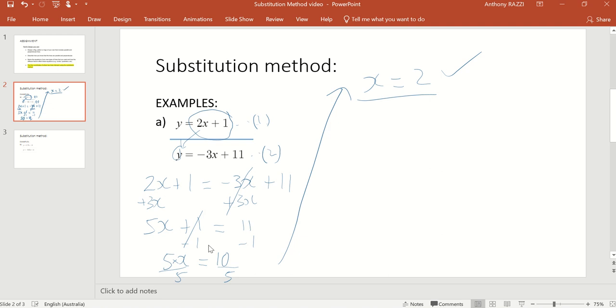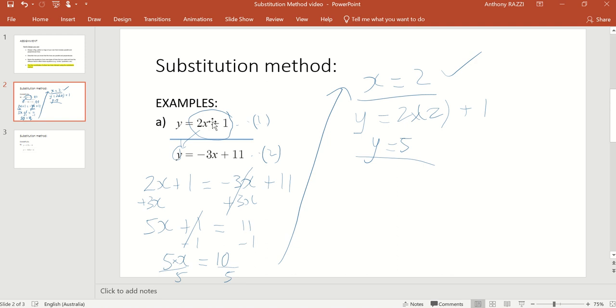Now, we haven't finished. We're now going to substitute x equals 2 back into either of these equations. It doesn't matter which one, but I'm going to pick the top one because it's simpler. So we're going to have y equals 2 lots of, and then instead of x, we know what x is. X is 2. So we're going to replace x with 2. So 2 lots of 2 plus 1. So 2 times 2 is 4, and 4 plus 1 is 5. So our solutions to these simultaneous equations are 2 and 5.